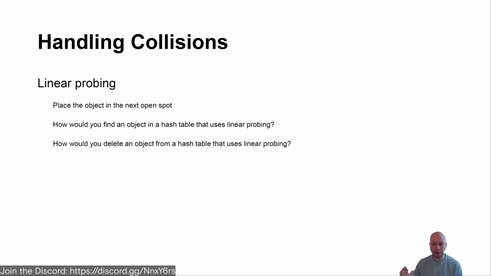Now, how would you find an object in a hash table that uses linear probing? And this is the tricky bit about it, right? Because if the object that you're looking for has the exact same hash, then you do need to find a way to differentiate between the two. So you would have to know that there are multiple values in that location, and similarly, you would also have to do that with the delete case.